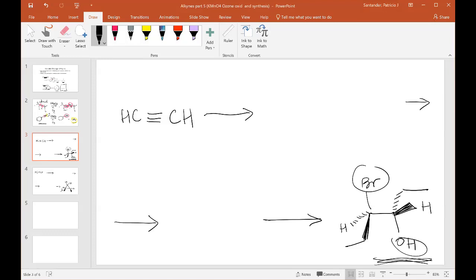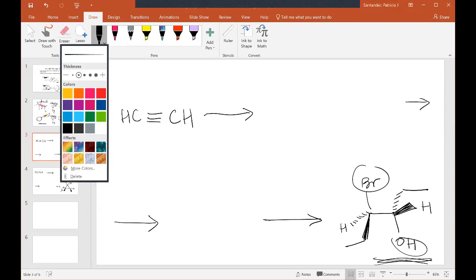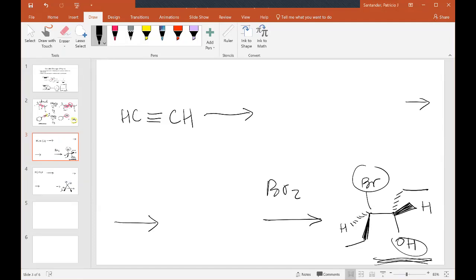And what are the reagents necessary for the formation of the bromohydrin? You need to use Br2. If you are using Br2 only, what will be the result? If you are starting with an alkene, you will get formation of a dibromo compound. But I want to form a bromohydrin. I want to get an OH as well. So I need to use Br2 and water.